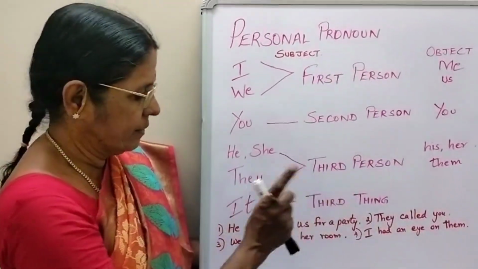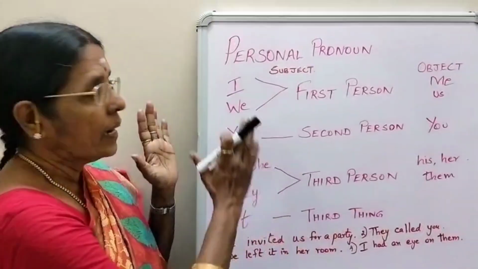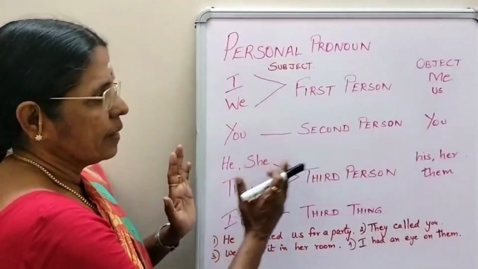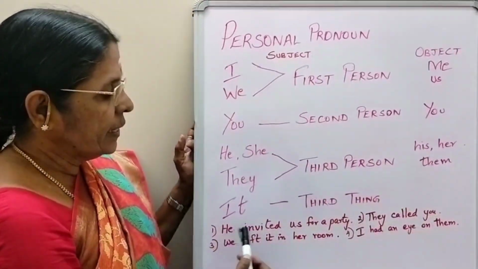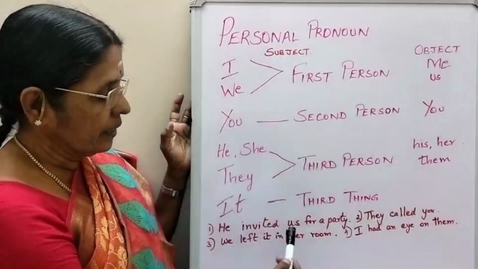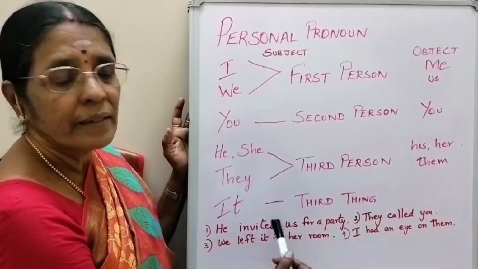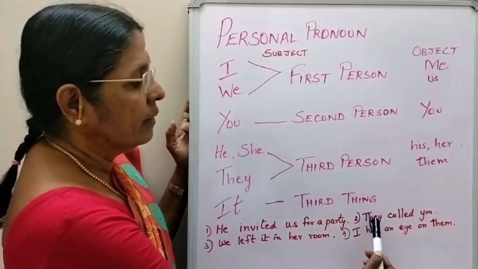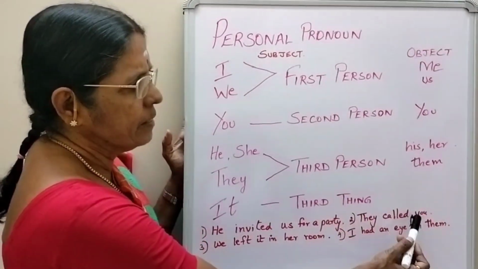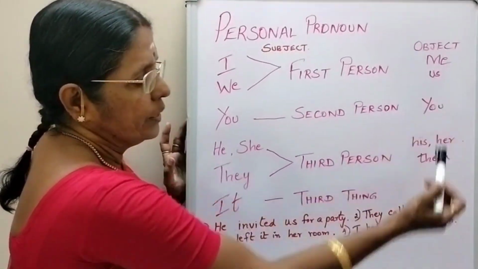Okay, a lifeless thing. So I'll just use this in a sentence so that you will understand how it is used as subject and object. He invited us for a party. He has come as a subject. Us has come as the object of this sentence, where invited is a verb. Right? Then they called you. A very simple sentence. They has come as a subject. You has come as the object.